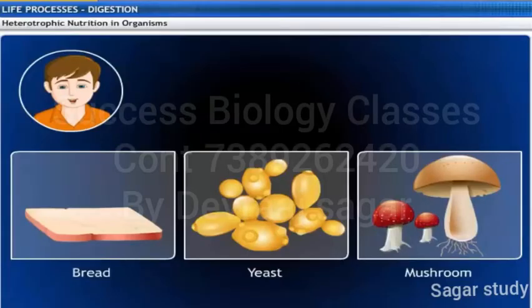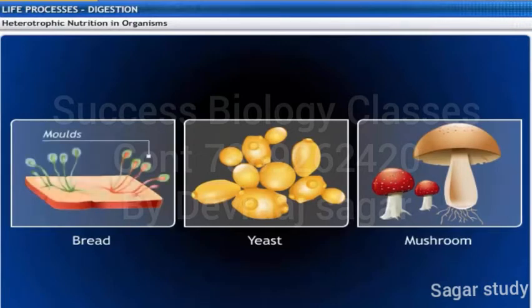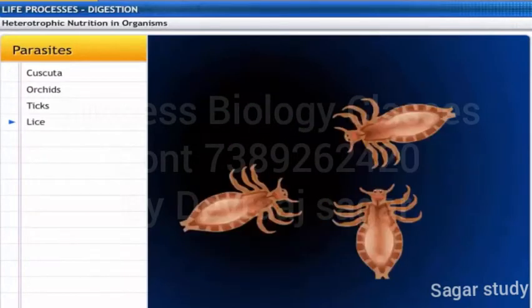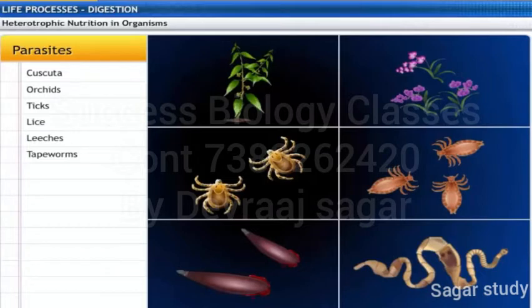Do all heterotrophic organisms take their food in the same manner? No. Different organisms obtain and ingest their food in different ways. Fungi, like bread molds, yeast, and mushrooms, break down non-living organic material outside their bodies before absorbing it. Parasites like cuscuta, orchids, ticks, lice, leeches, and tapeworms get their food from living host plants or animals without actually killing them.